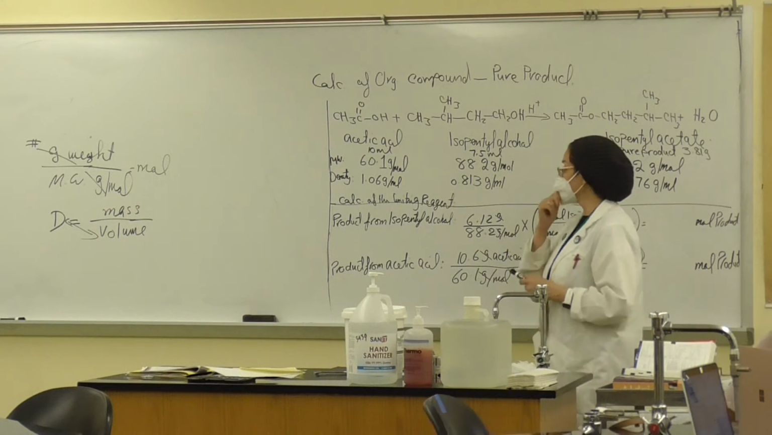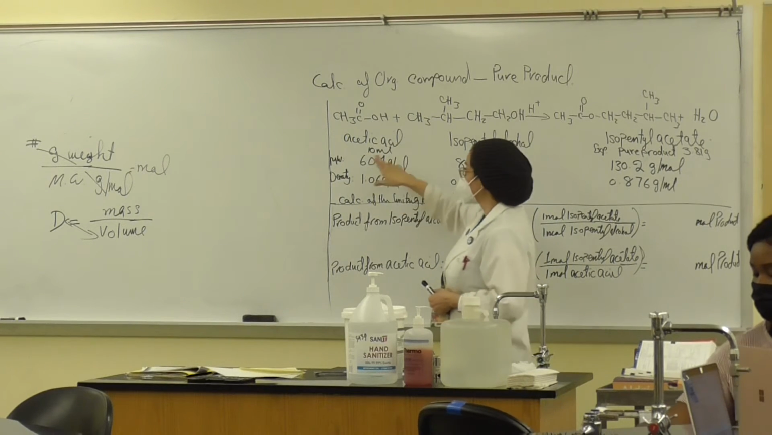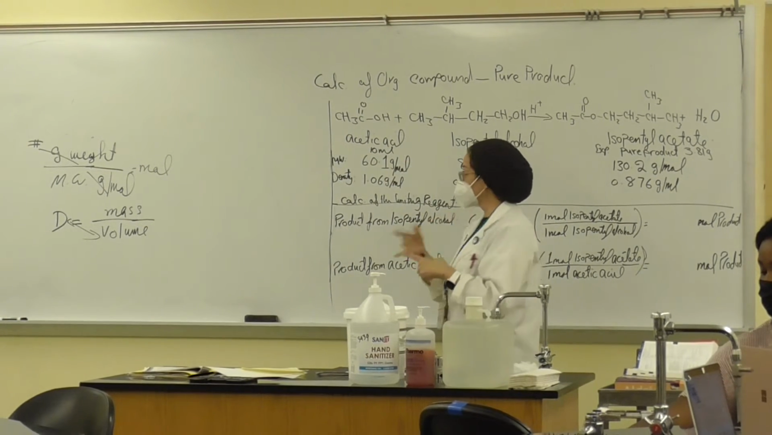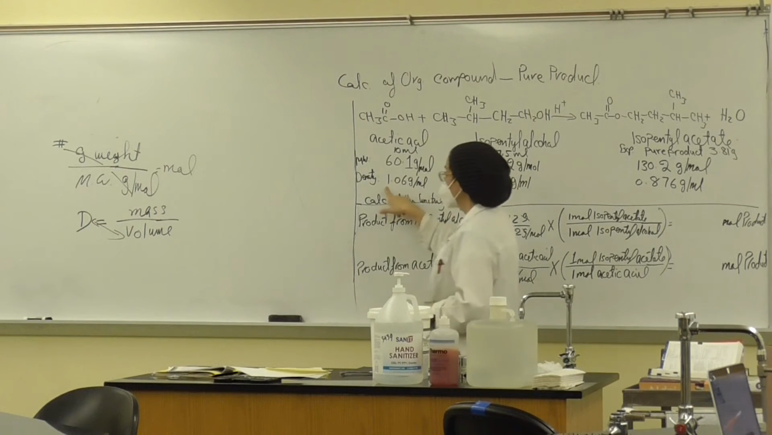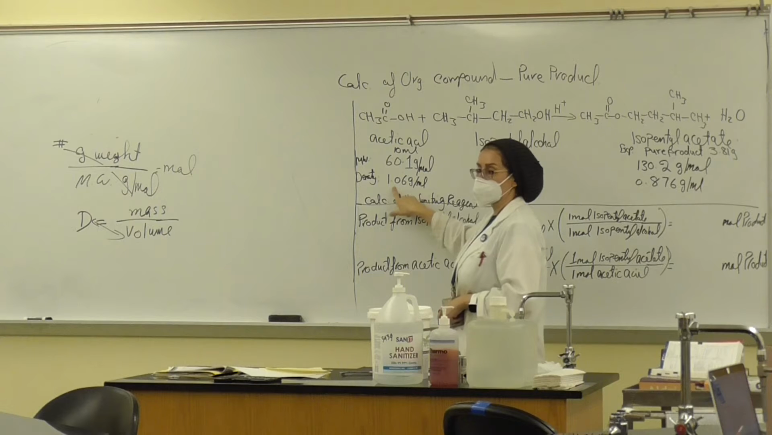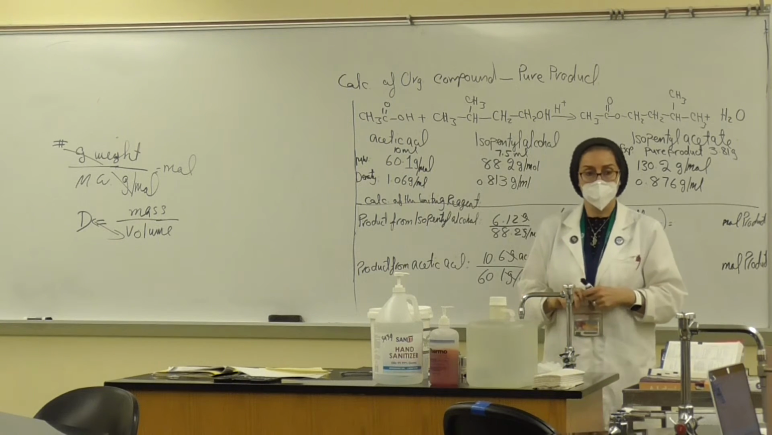Try to calculate the amount of acetic acid in grams rather than in milliliters. 10 milliliters multiplied by the density of acetic acid, which is 1.06, and convert it into grams. Go ahead.